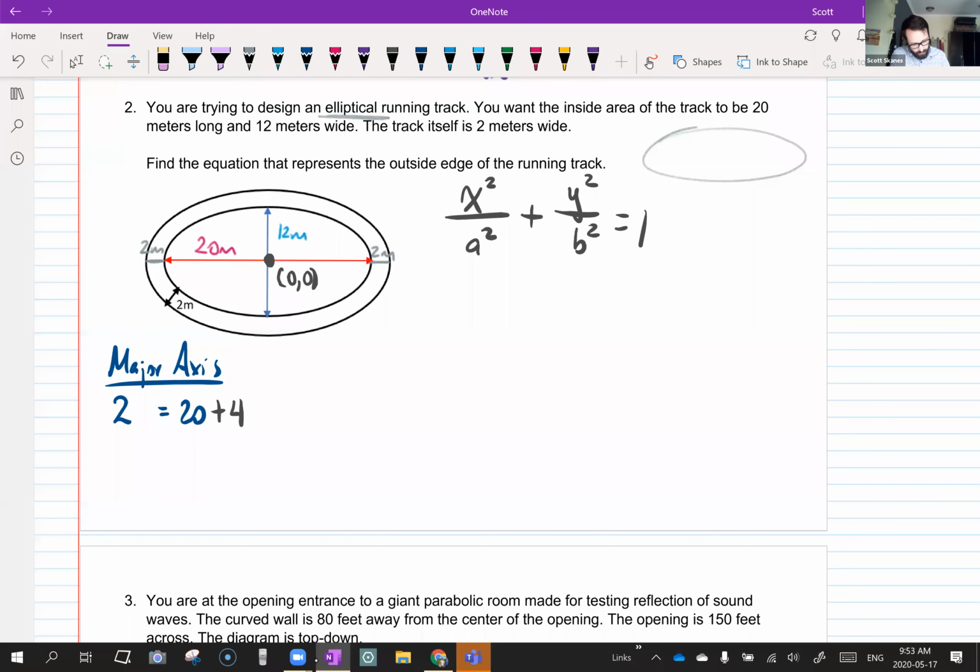This is 2a, I don't know why I wrote b. 2a. So 2a equals 24. That means a is 12. That means a squared is 144. I can put that in my equation.